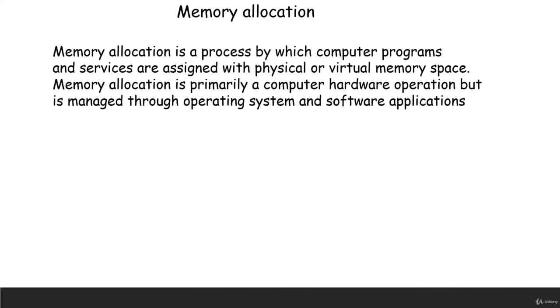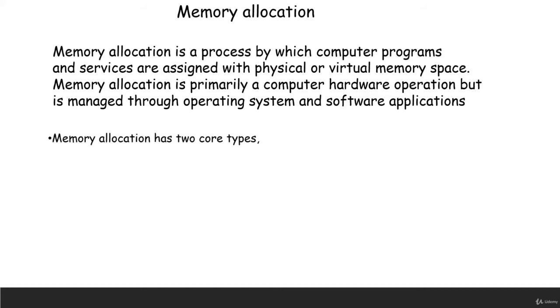Moving to the next, let's see what memory allocation actually is. Memory allocation is a process by which computer programs and services are assigned with physical or virtual memory space. It is primarily a computer hardware operation but is managed through the operating system and software applications. This is a very typical definition, but in easy terms, memory allocation is a process in which memory is allocated to a pointer. Why pointer? Because a pointer holds the addresses of other variables. That's why memory is allocated to a pointer.